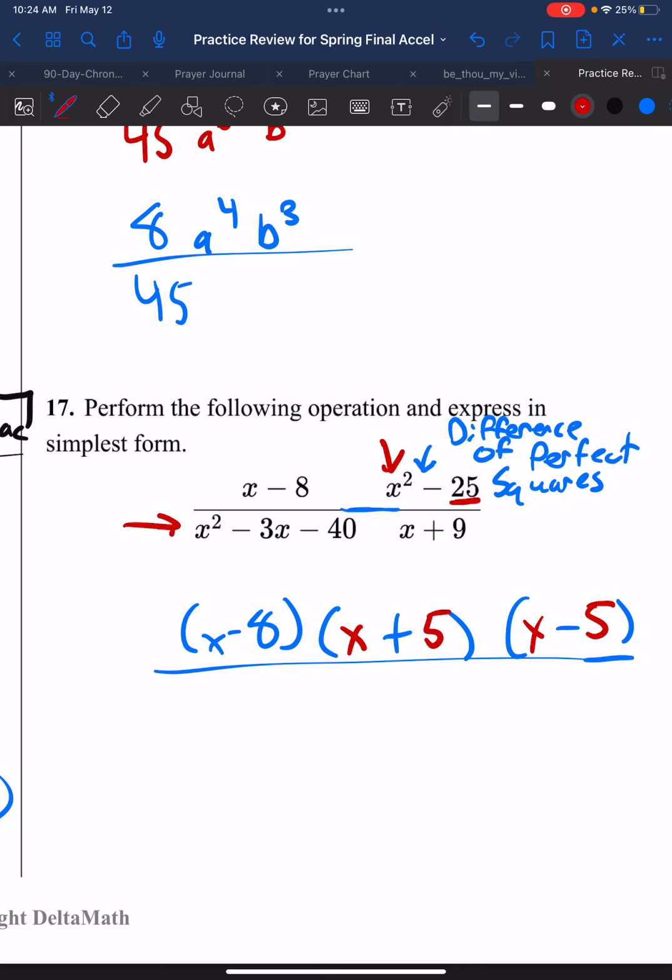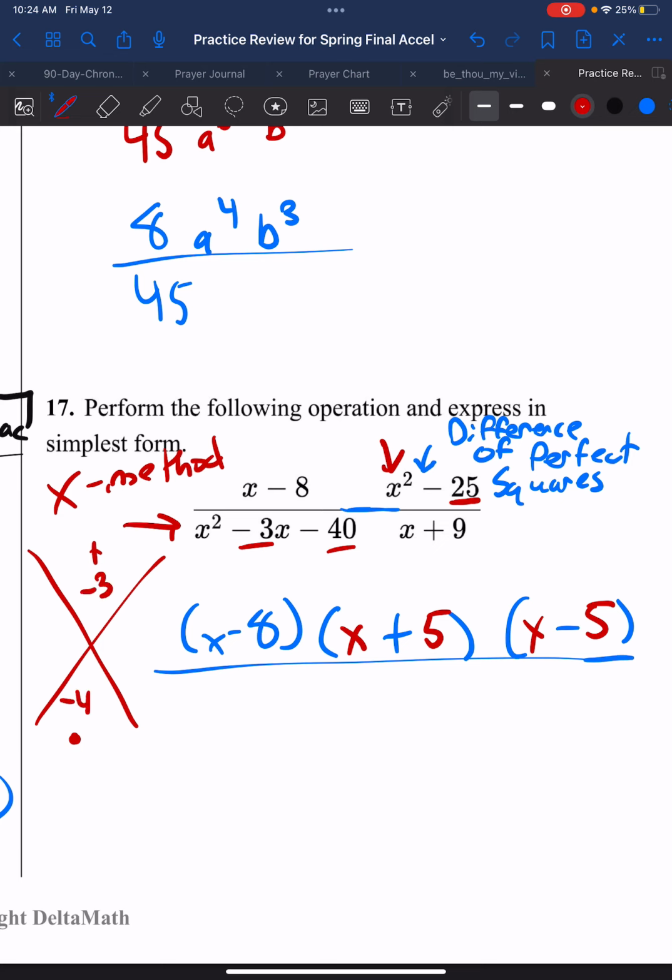Then on bottom, this is just going to be the x method. What adds to the middle, and then what multiplies to the end. Hint, hint, you've already seen this in an earlier problem. So it adds to negative 3, multiplies to negative 40, negative 8 and 5 does that. So that's going to give me x minus 8 and x plus 5. And then I've got this x plus 9 at the end, okay?